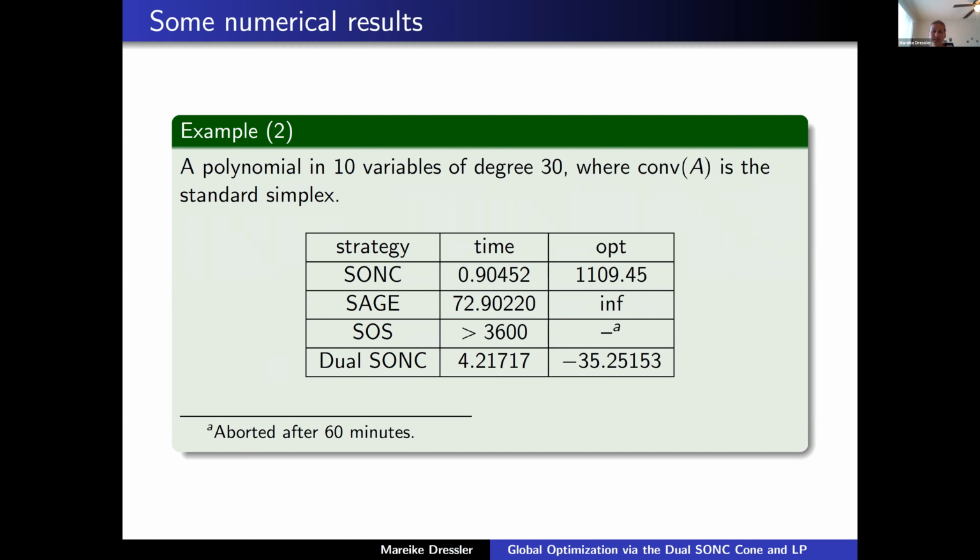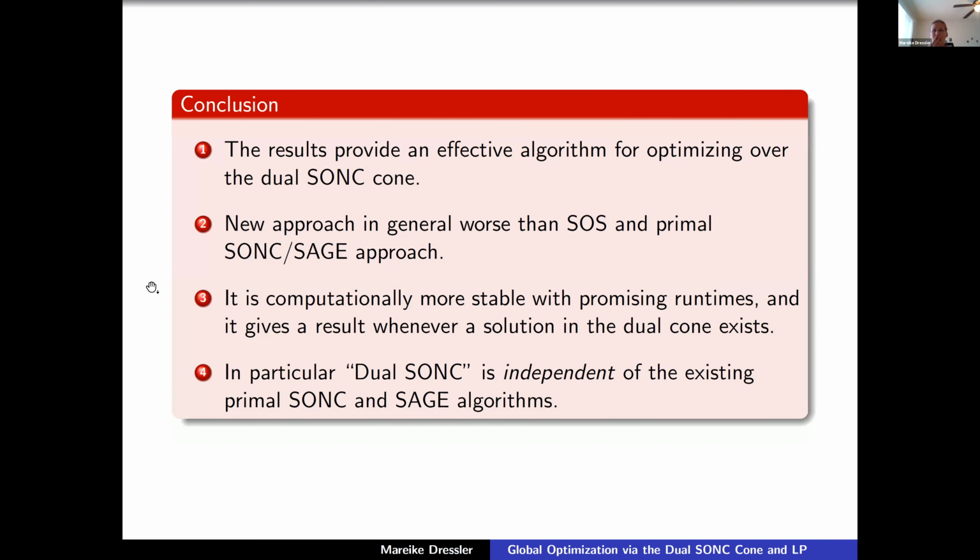But this nicely shows that taking this route is really a valid and interesting route and should also be further exploited. Okay, I think I am ready to wrap up. So your take-home message is that these results I presented provide really an effective algorithm for optimizing over the dual SONC cone.